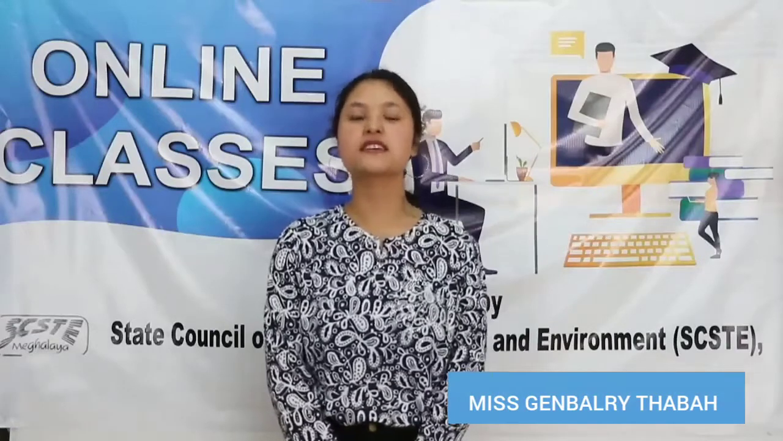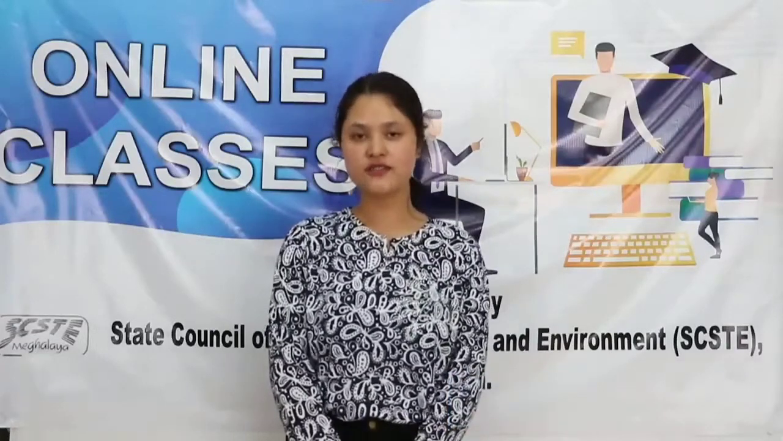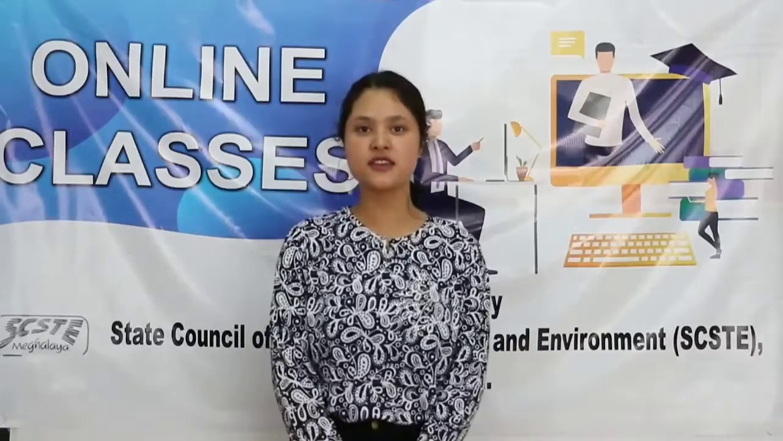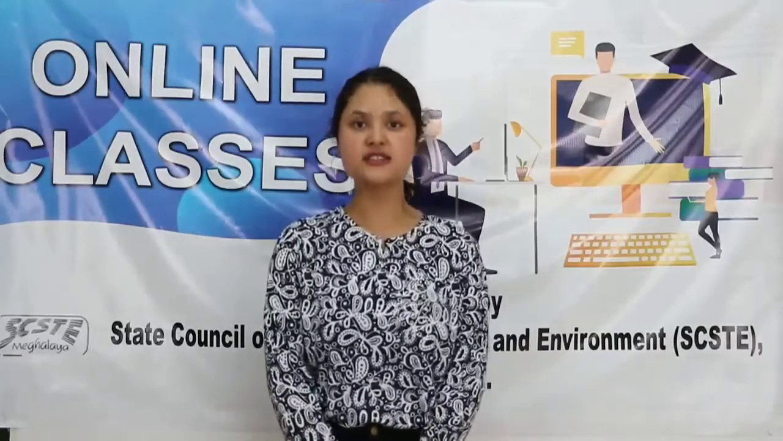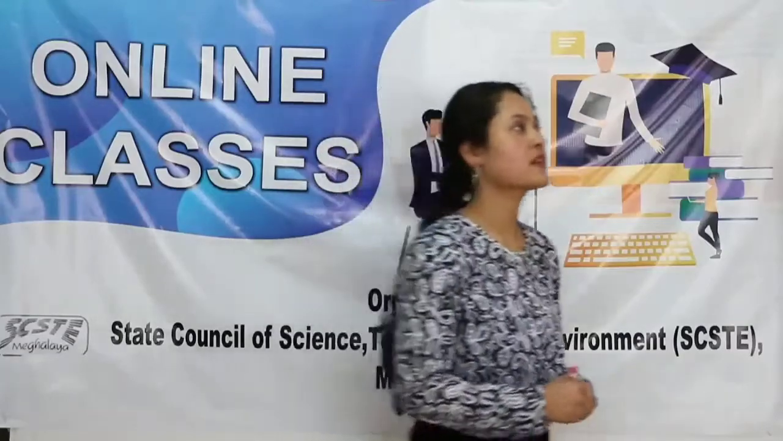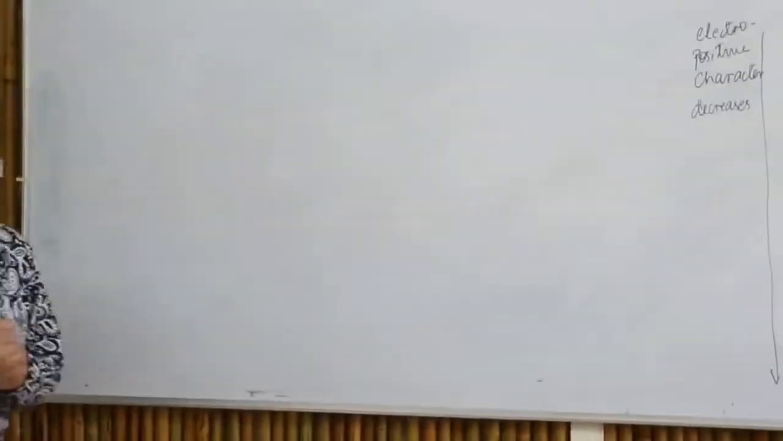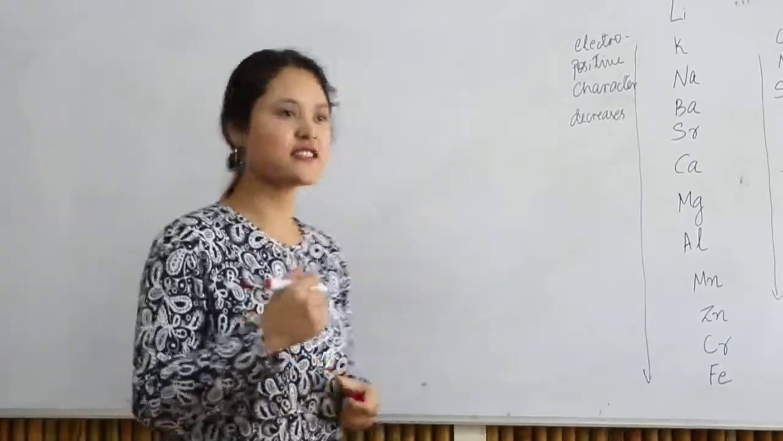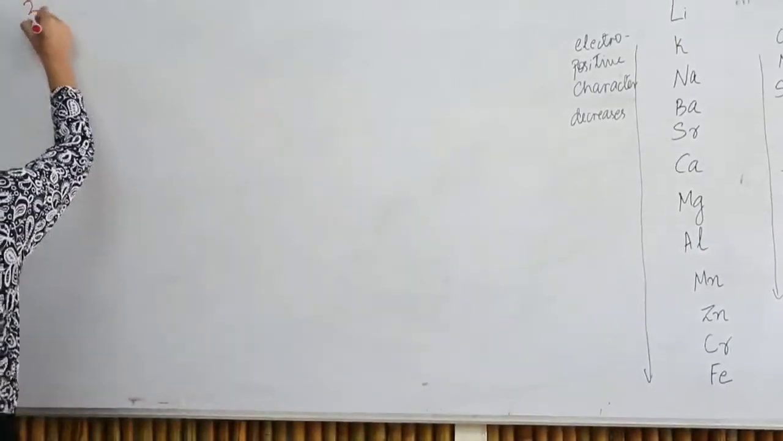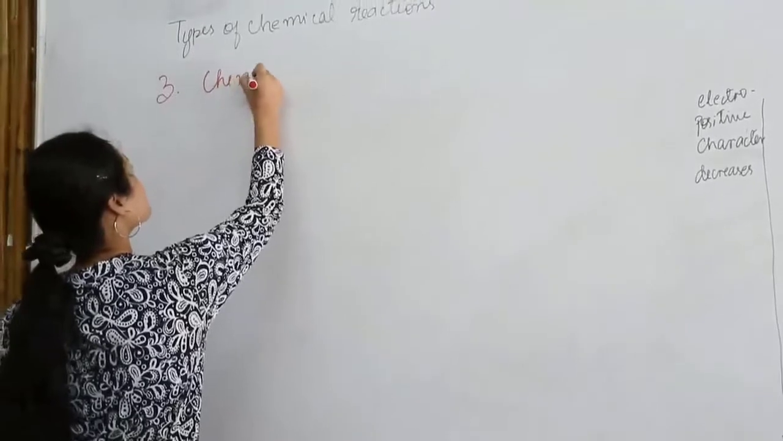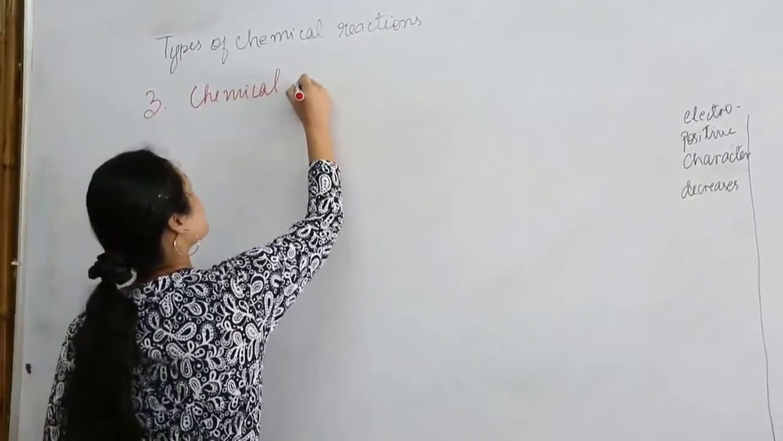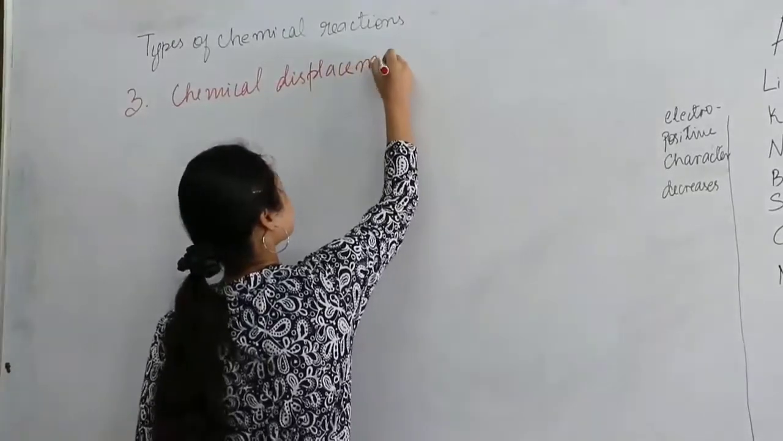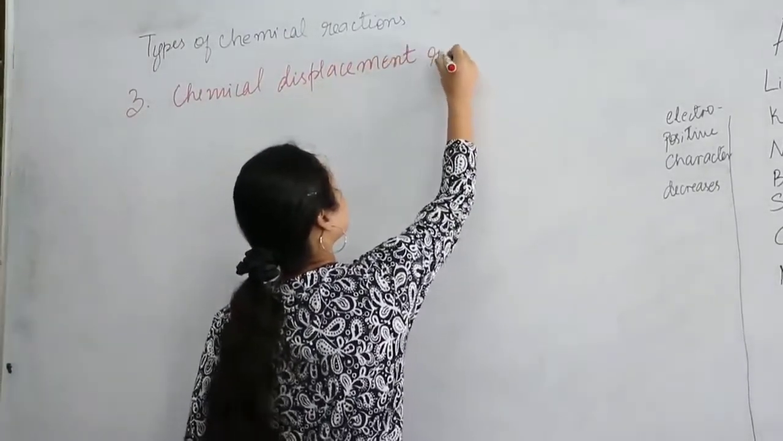Today's class is the continuation of the last class, that is Chemistry, Chapter 1, Chemical Reactions. We will continue with the types of reactions, so let us begin. We will do the third type of chemical reactions, that is chemical displacement reactions.